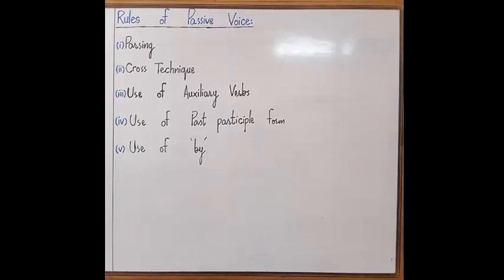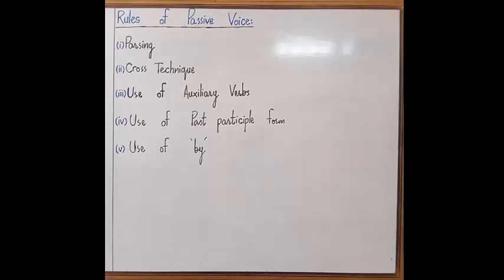Rule number 4, use of past participle form. Here I would like to tell you, in every single sentence of passive voice, we always use the past participle form of the main verb. For your understanding, we also call the past participle form the third form of verb. The third form of verb is the past participle form of the main verb. So we always use the past participle form, which means the third form of verb, in every passive sentence.